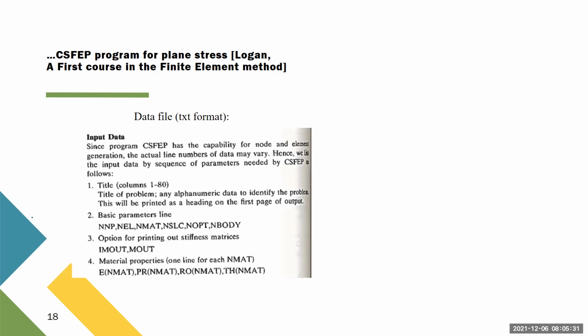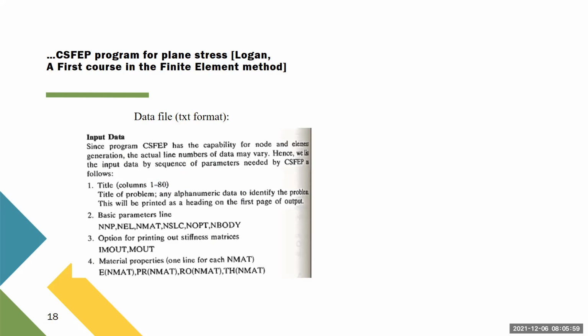First, a title. It's just alphanumeric, so it's always a good idea to include a title. You see that here I have 80 columns. In 80 characters you can type a lot of things, so I always suggest that you include good information in the title.